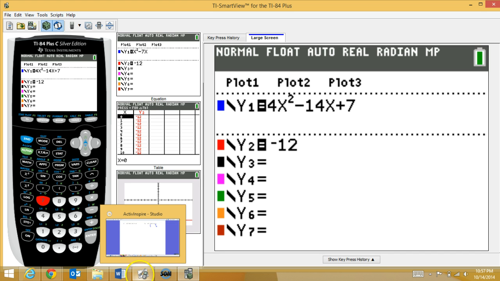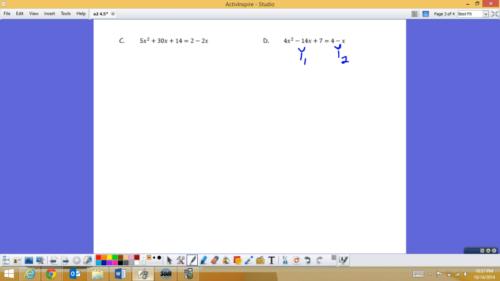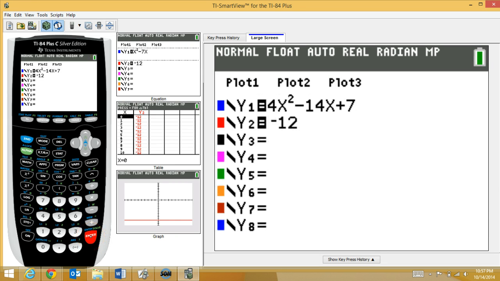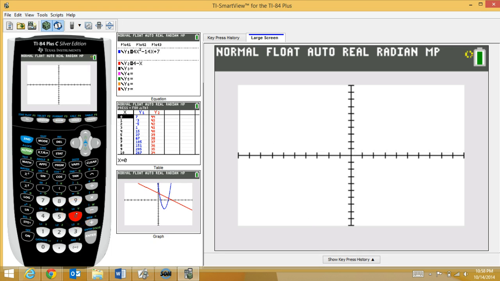Just a quick check, make sure I have that right. Back here, 4x squared minus 14x plus 7, good. And in the second one, I'm going to put the 4 minus x. So we're going to have 4 minus x. In the second one, I see I got 2 4's there. So I'm going to delete one of those 4's. Okay, and just to get an idea, I'm going to zoom 6 this just to see if I can see any intersections.